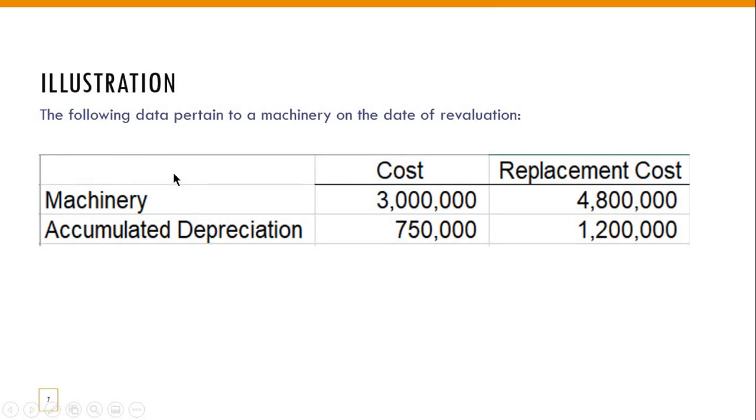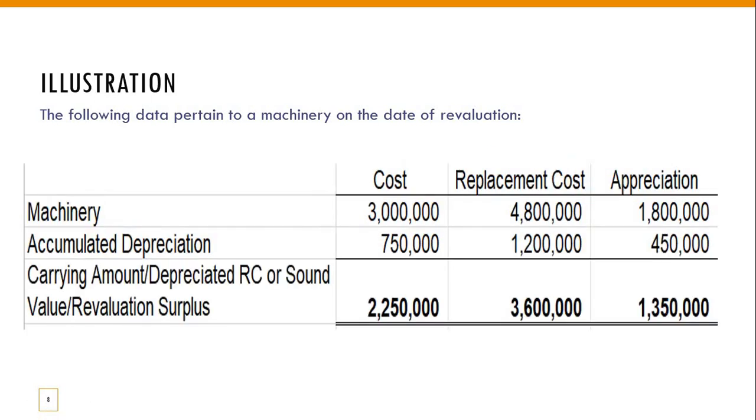To illustrate, the following data pertain to a machinery on the date of revaluation. You have machinery and accumulated depreciation. The historical cost is 3 million. Accumulated depreciation is 750,000. The replacement cost is 4.8 million and the accumulated depreciation is 1.2 million. Given all of that, let's understand where the sound value is, where the depreciated replacement cost is, and where the revaluation surplus is.